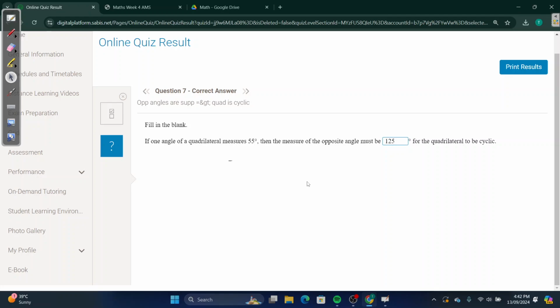If one angle of a cyclic quadrilateral measures 55 degrees, then the measure of the opposite angle must be 125 because, again, opposite angles are supplementary. So 180 minus 55 is 125.